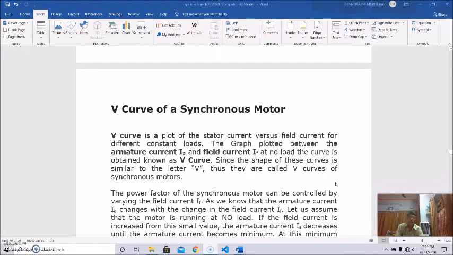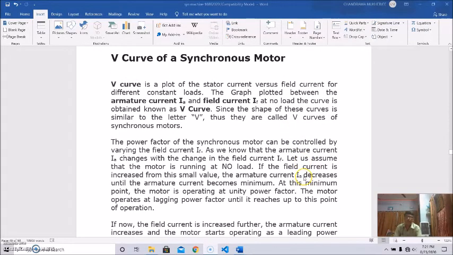As I told you during the discussions of the V curves, we will discuss elaborately what V curves are for a synchronous motor. Basically, a V curve is a plot of stator current versus the field current for different constant loads, as we have seen. The graph plotted between the armature current and the field current at no load is obtained as the V curve, and the shape of this curve is very like the letter V, and thus it is called the V curve of the synchronous motor.